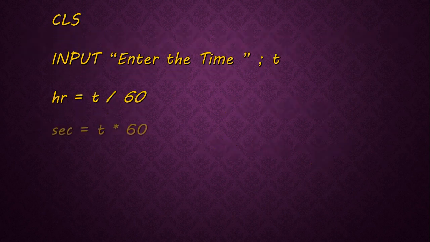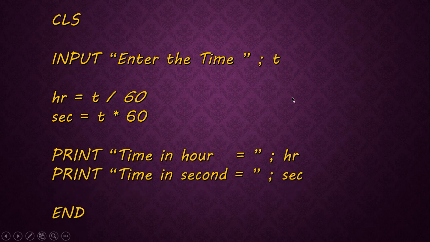So let us start. The input has been taken and stored in the variable T. Now in order to convert it into hours, as we have seen in the formula, the time should be divided by 60, and for converting the time in minutes to seconds, we have to multiply by 60. Those are calculated, and we simply display these two values. The time in hours is in the variable HR, and my time in seconds is in the variable SEC. So these are my two outputs.